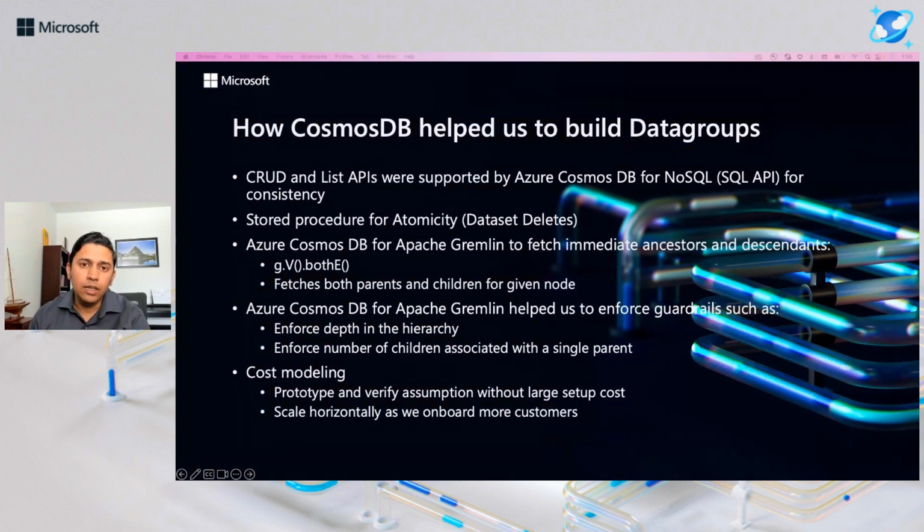The last but not the least aspect of Azure Cosmos DB that was very helpful was its cost modeling. As I mentioned earlier, during provisioning, we went with the lowest provisioned RU while prototyping, testing and building out our service when we didn't have any customer onboarded. And as we onboarded more and more customers, we progressively increased this value. So our cost model reflected the actual usage and not the provisioned capacity.